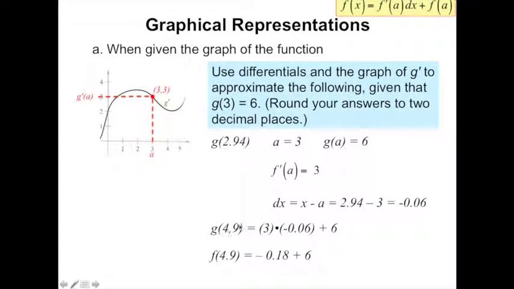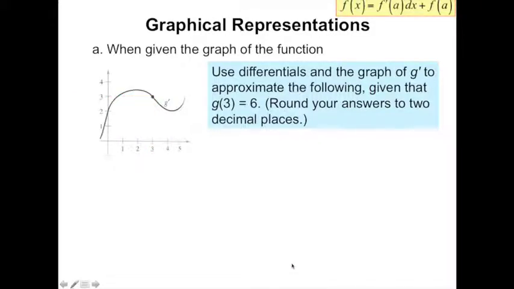Putting that into the linear approximation expression, we have the approximation equals the slope, which is 3, times the increment, which is negative 0.06, plus the initial y value of 6, which is not represented in this graph anywhere. We get that value from the statement here. Simplifying this, we've got negative 0.18 plus 6, which means our approximation is 5.82.